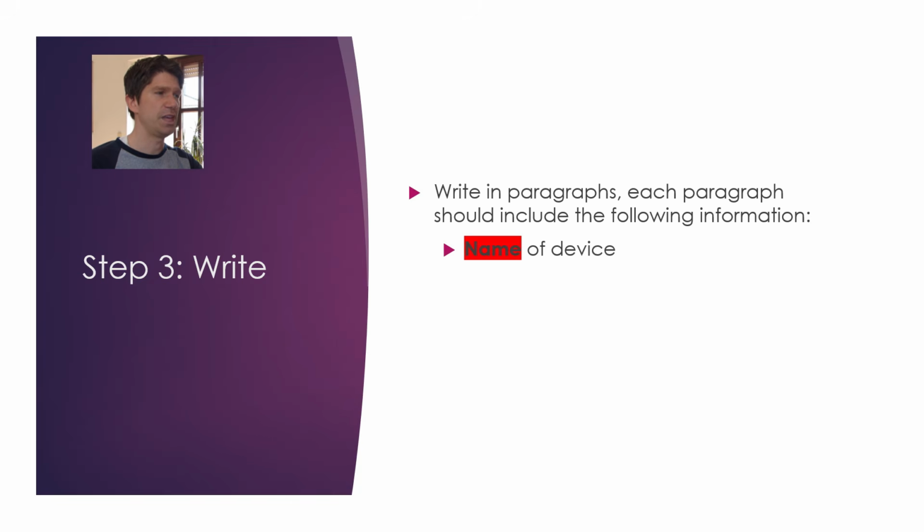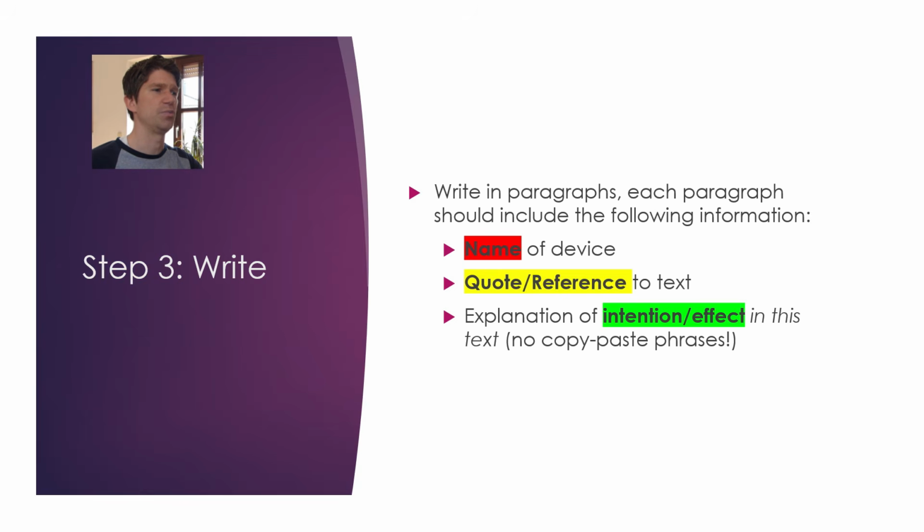They should have the name of the device, say alliteration. They should have a quote or reference. A quote is where you really quote something from the text. A reference is where you only refer to it, so you only give a line number. This can make sense depending on the circumstance. And there should be an explanation of what the effect or the intended effect or the intention of this device is. You shouldn't use copy-paste phrases here.